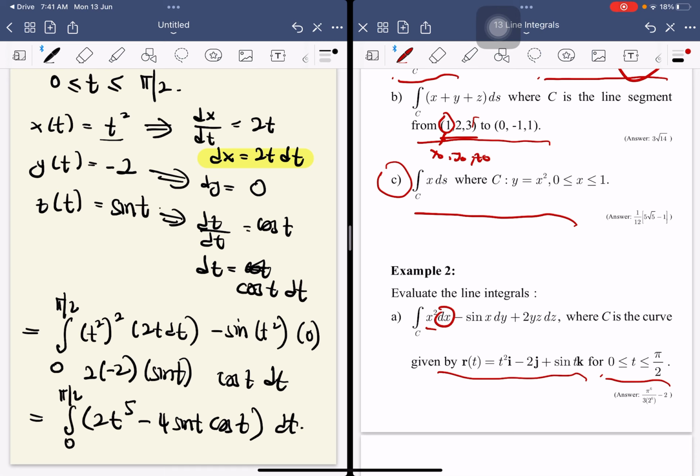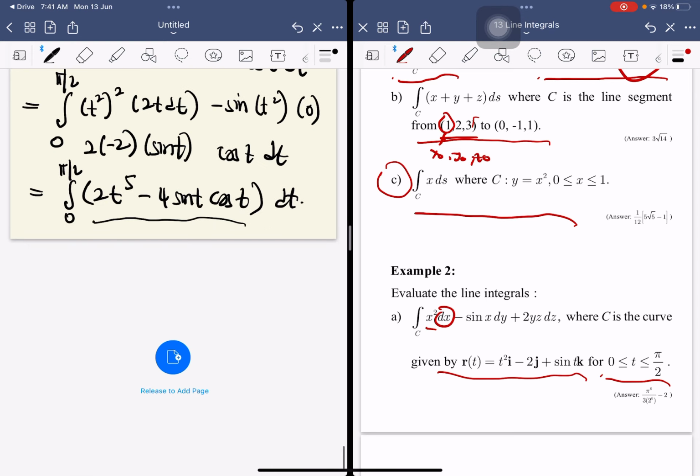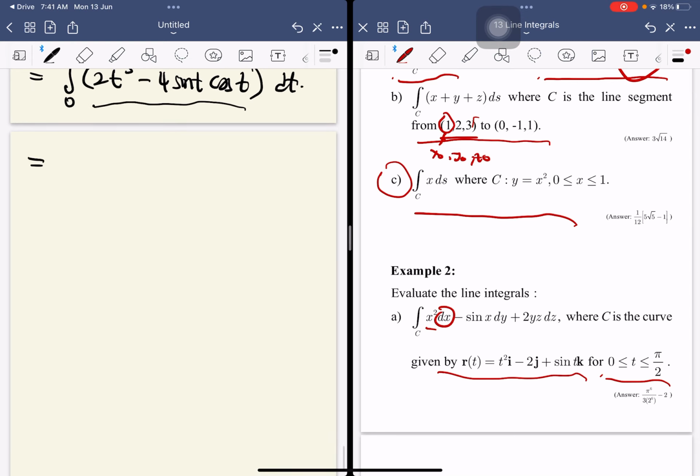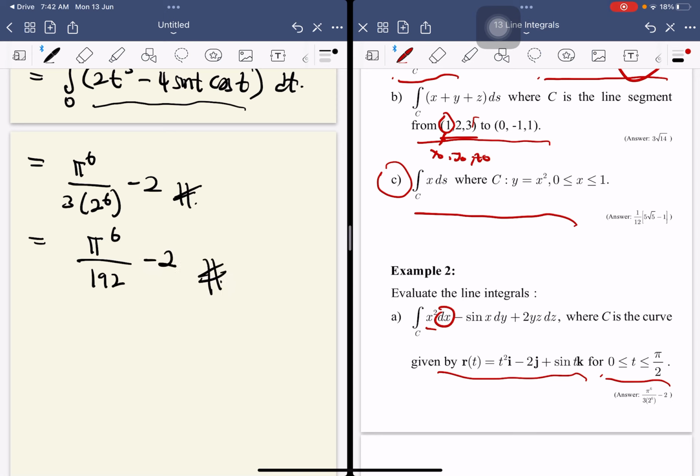Up to here, it is now possible to integrate. If you integrate this, the final answer would be pi over 6 to the power of 6 minus 2, or if you transform it, pi over 6 and 1 over 2 minus 2. This one is also possible.